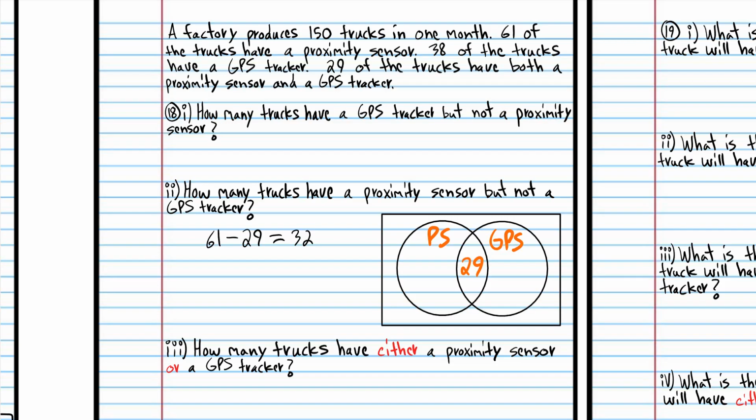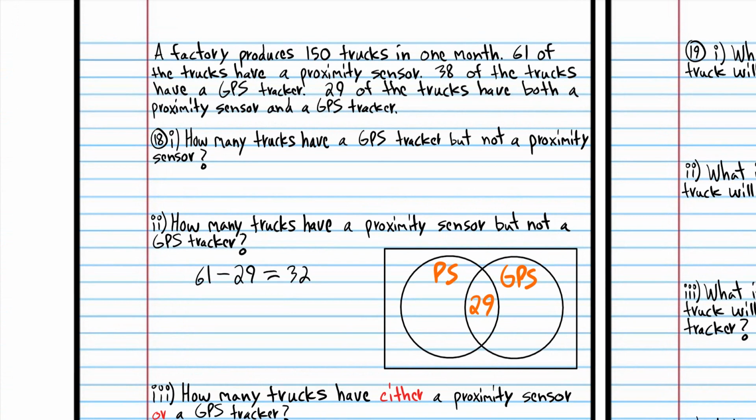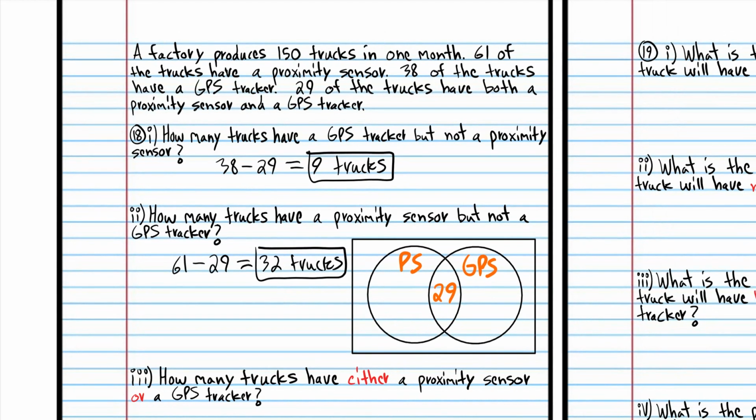Whoops, that was the second problem. I don't know why I started with that problem. How many trucks have a GPS tracker but not a proximity sensor? So that's going to be 38 minus 29. So sorry, I don't know why I started with part 2 there. But anyway, these are the answers that you should get. So we can put 9 here and 32 there.